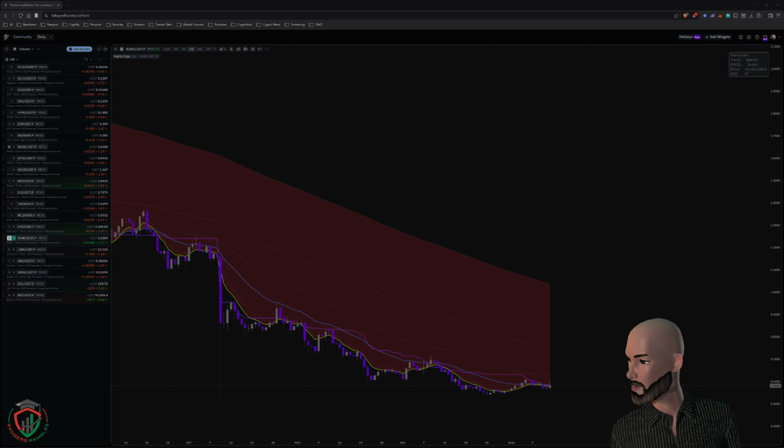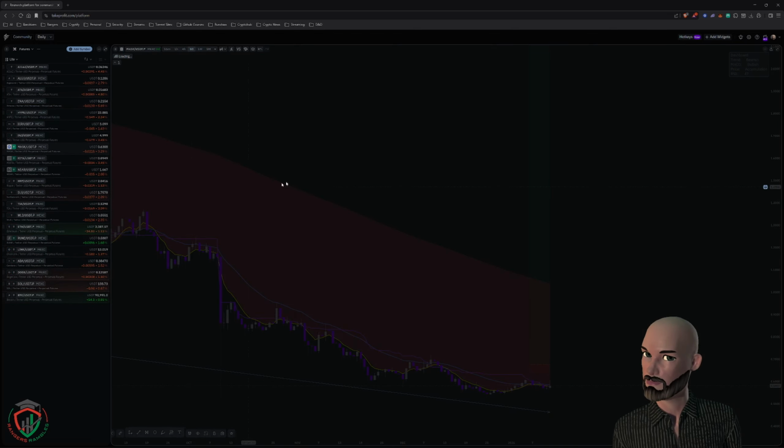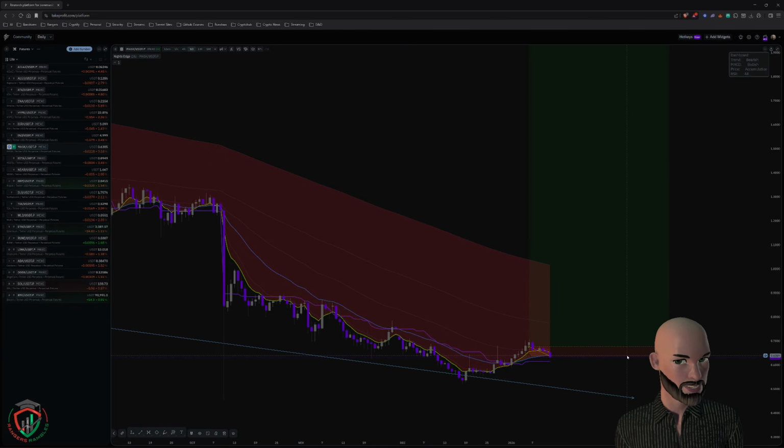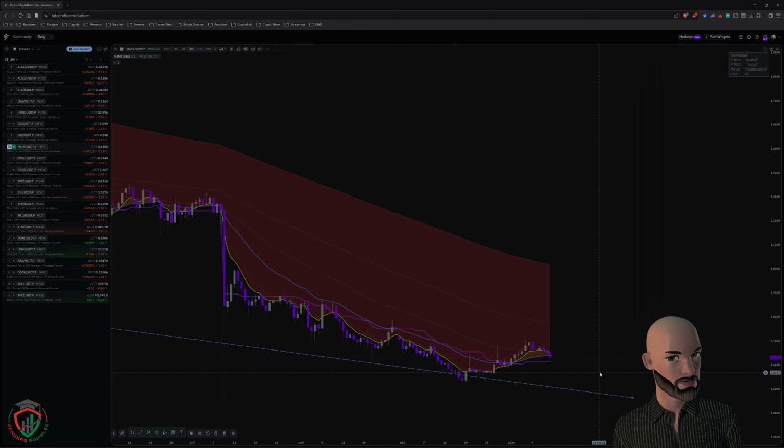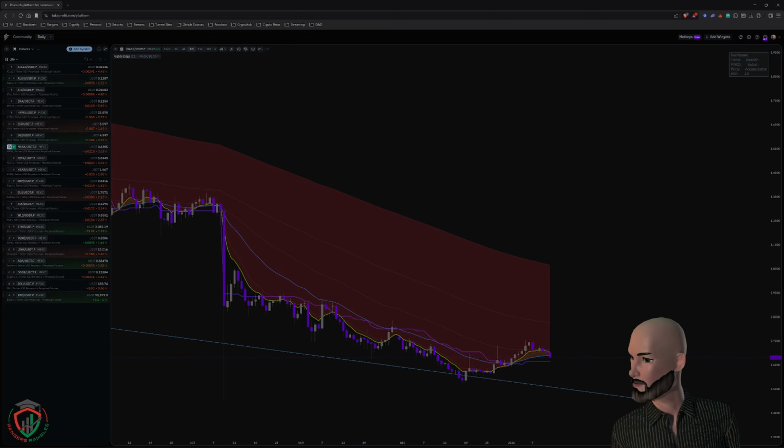Third one was Mask. I didn't actually follow these. I was overly confident with them last week, but I did want to see how they'd perform. Mask has hit stop loss today.